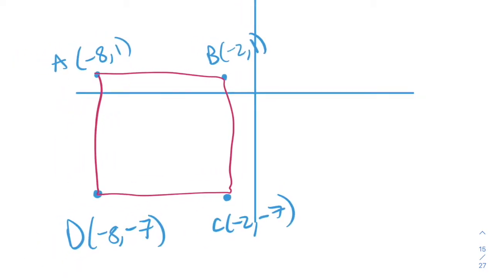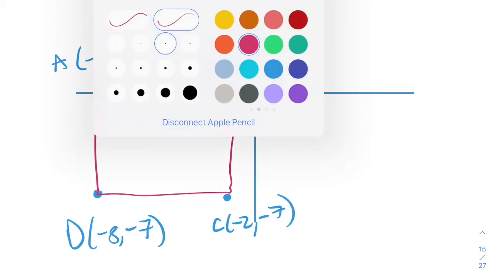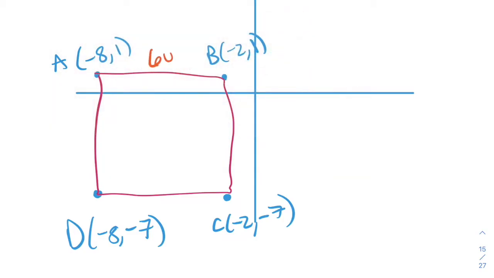Now, how far apart are -2 and -8? Well, they appear to be 6 units apart. So I can just label this 6 units. And this is also 6 units, right? And then how far apart are my y-coordinates? Well, y-coordinates are -7 and 1, so that's 8 units. This one is 8 units as well. So I'm just looking at my x's and y's and seeing how far apart they are from one another.